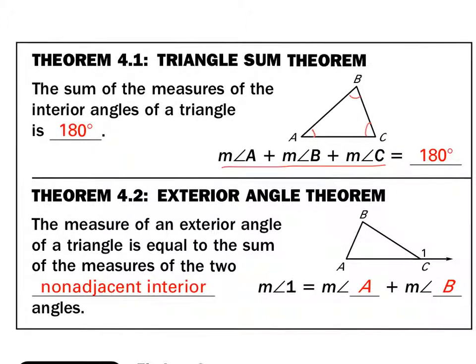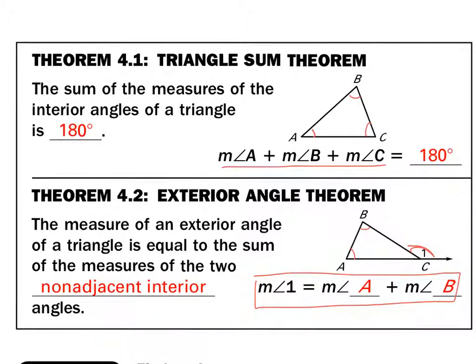And theorem number 2 is exterior angle theorem. The measure of an exterior angle of a triangle, in this case we're looking at angle 1, is equal to the sum of the measures of the two non-adjacent interior angles. In other words, right here, measure of angle 1 equals the measure of angle A and the measure of angle B added together. Okay, that makes sense, right?